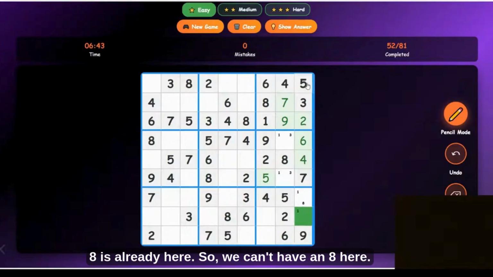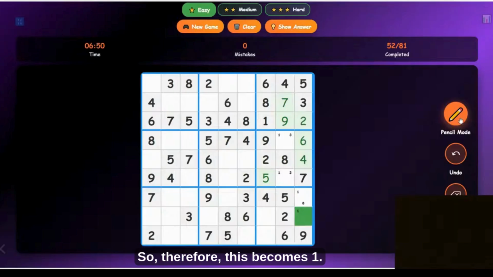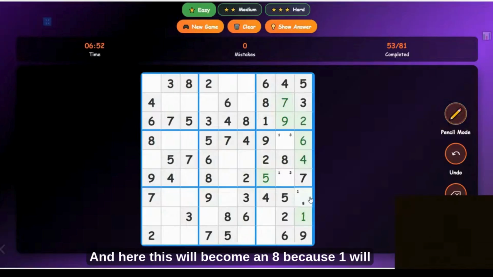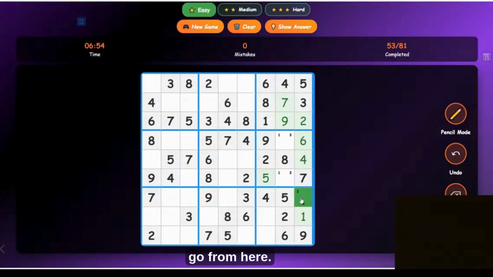And what about an 8? 8 is already here. So we can't have an 8 here. And all the other remaining numbers are taken. So therefore, this becomes 1. And here, this will become an 8 because 1 will go from here.